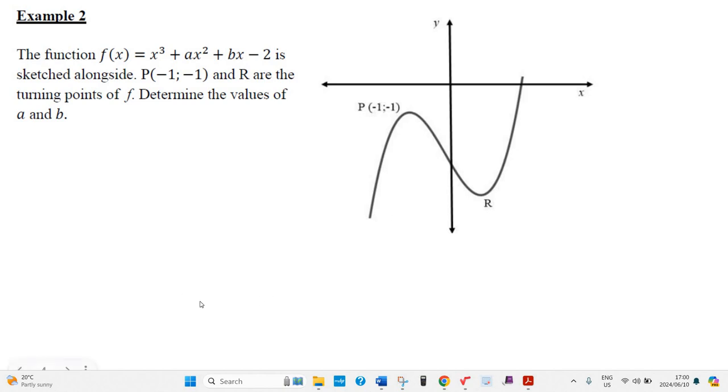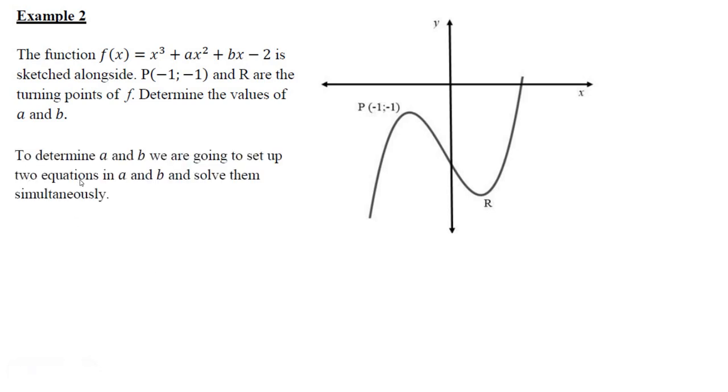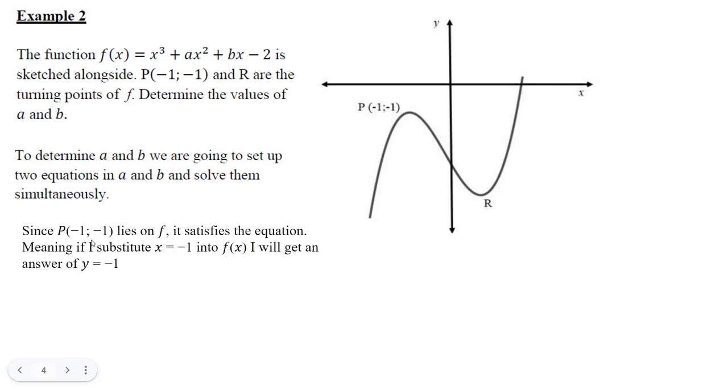We're not told what this turning point is, but we've got enough to get started. This is one where we've got to build two equations. Let's see how this works. We're going to have to build two different equations in a and b and solve them. The first one is, since (-1, -1) is part of this function, if you substitute -1 in for x, you should get -1 out for f of x. In other words, f of -1 equals -1.